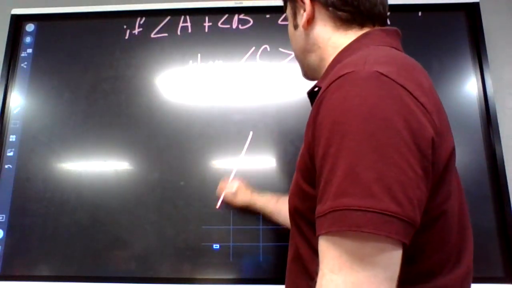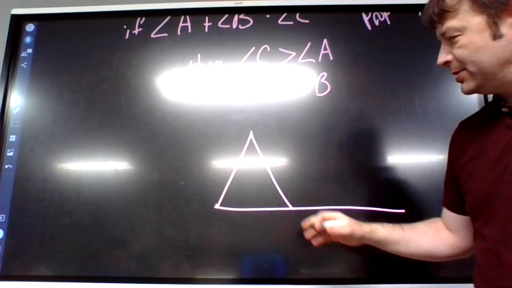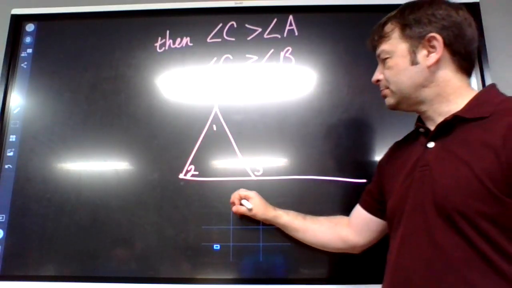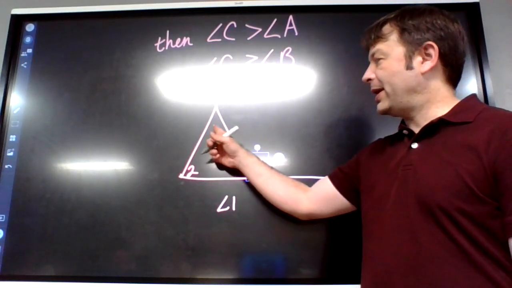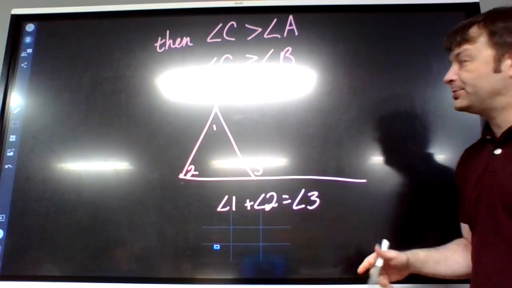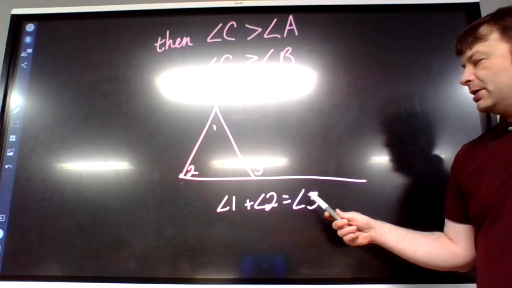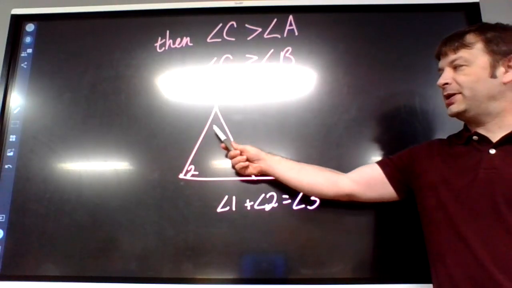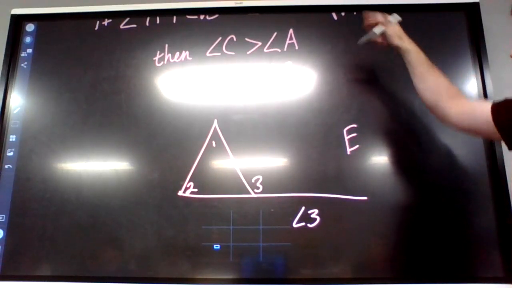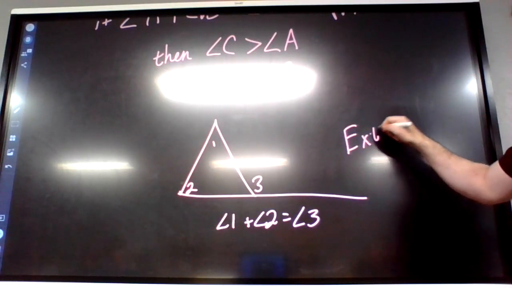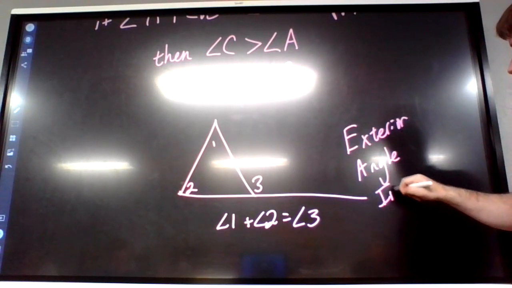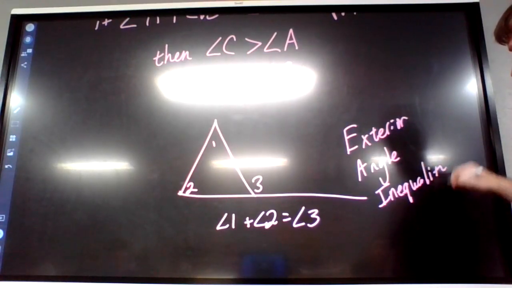And the other one, let's see if you guys remember this. This is kind of the bonus off the test. You guys remember how these three angles are related? An exterior angle in a triangle is equal to the sum of the remote interior angles. So angle 1 plus angle 2 equals angle 3. Therefore, angle 3 is bigger than angle 1 or angle 2. So it's really the same thing, but it's based off of this property. So they call it the exterior angle inequality theorem.